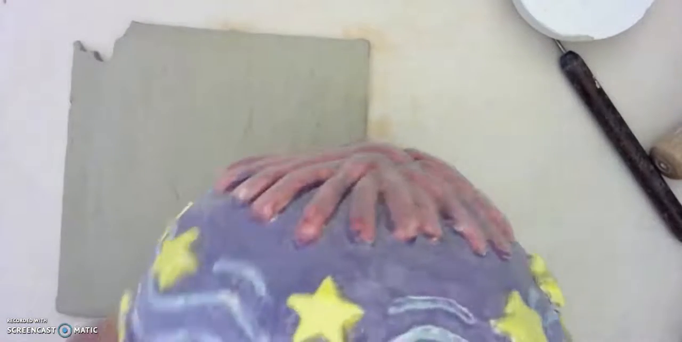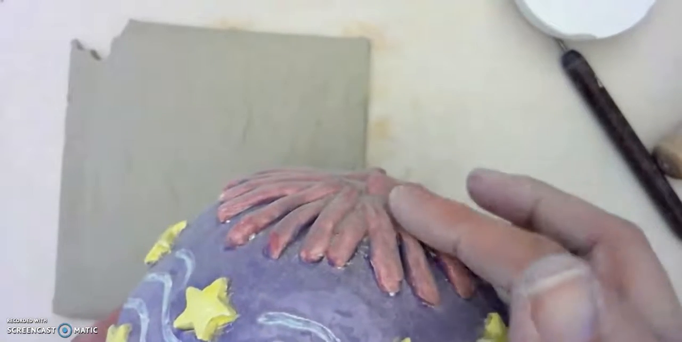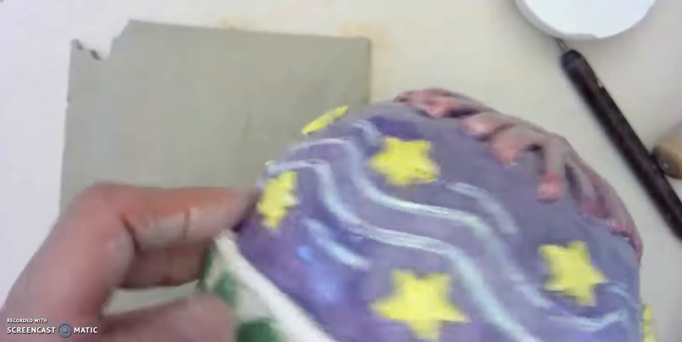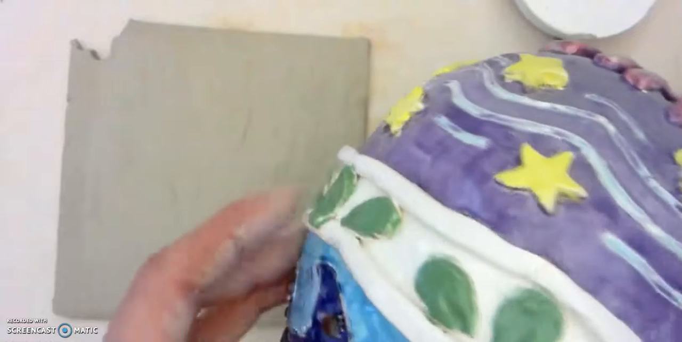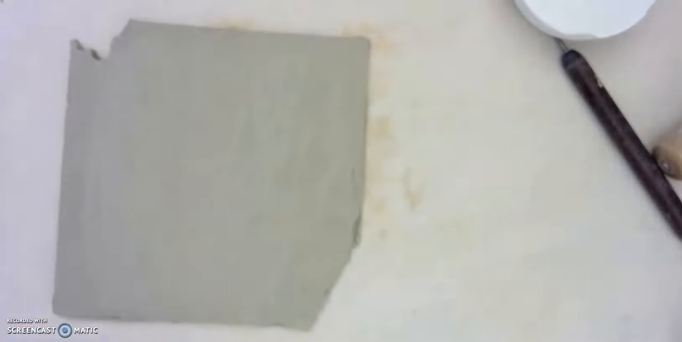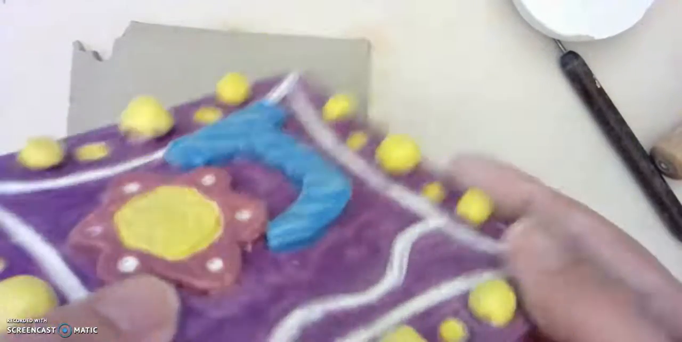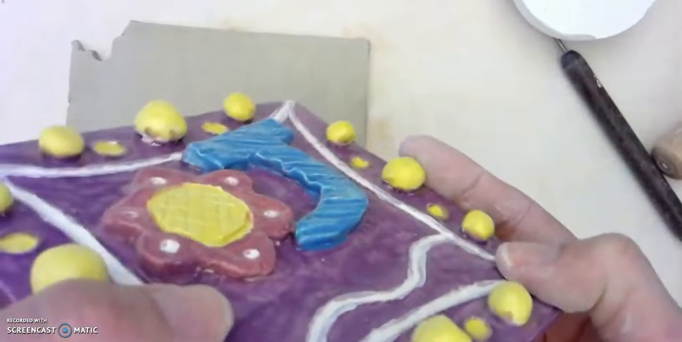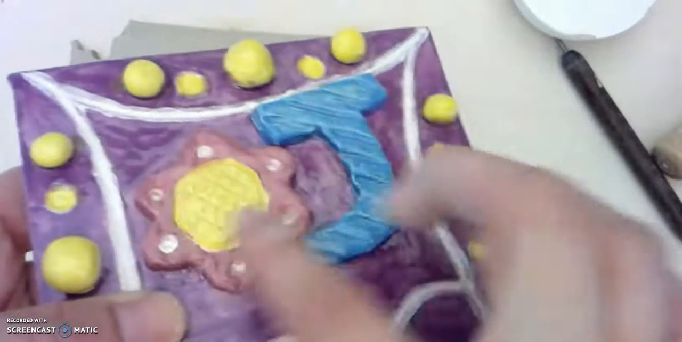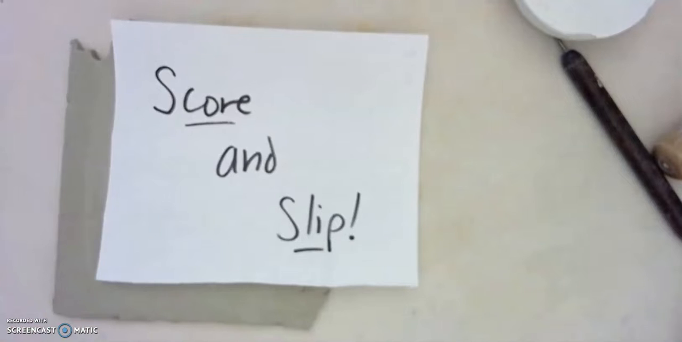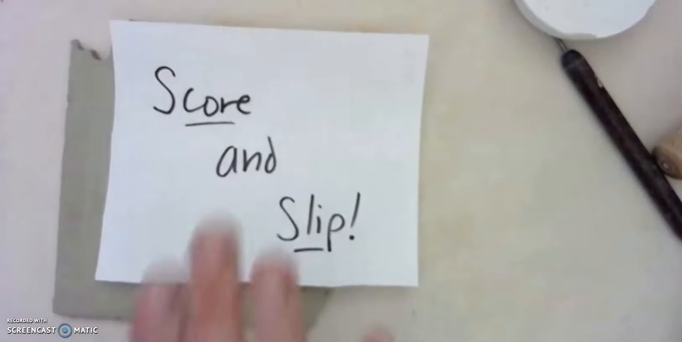This top portion of this sculpture, all these coils that were attached, these are appliques. The yellow stars, those are appliques. The green leaves, those are appliques. We have a tile here. These spheres, those are appliques. Again, you don't want your appliques to be any thicker than your thumb. Even this letter J and this flower, they're 3D, they were scored and slipped. So anytime you're doing appliques, which are 3D parts, you need to score and slip.